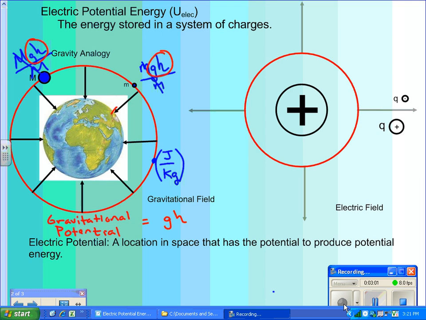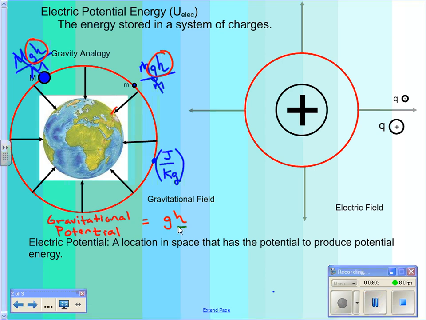So any point in space at distance h away from the surface of the Earth, like on this ring, has the same potential to produce potential energy. All we need to do is put a mass in there. So really we could find gravitational potential energy, U sub G, by taking that potential, gh, and just multiplying it by the mass that we put in there. And that gives us the old gravitational potential energy equation.